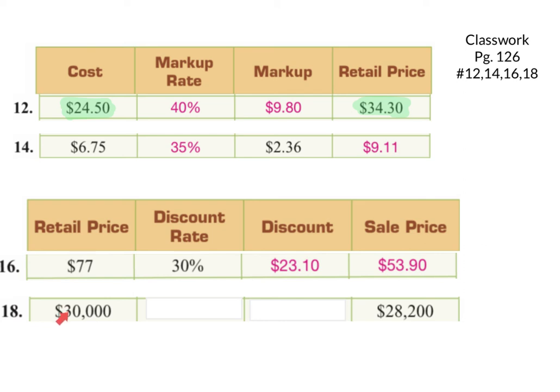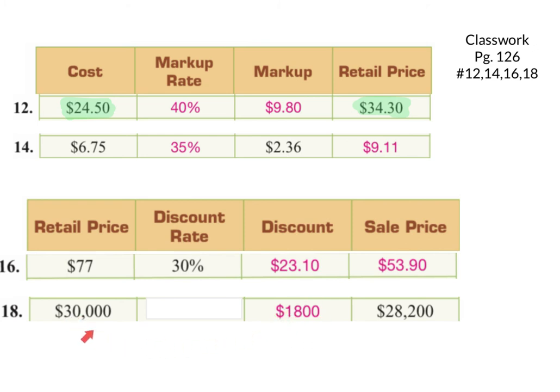Yeah, it's just the difference between the retail and the sales price. So $30,000 minus $28,200, I get $1,800. And then if I want the discount rate, I'm going to take that 1,800 and I always compare it to the retail, not the sale price. All right. Always compare the discount amount to the retail.